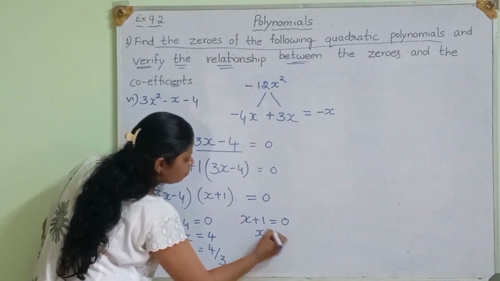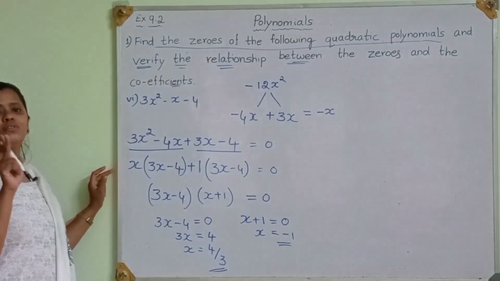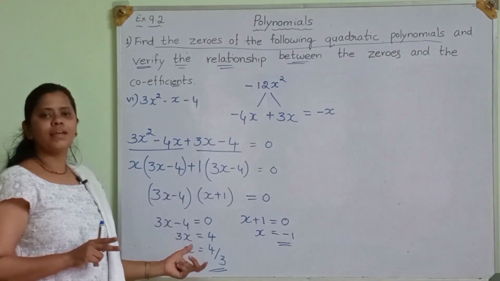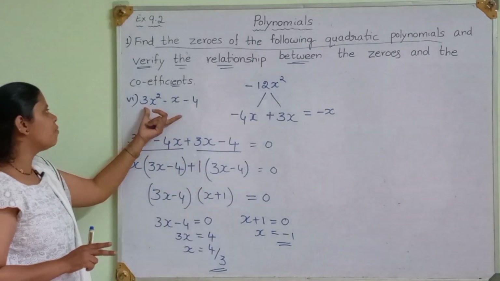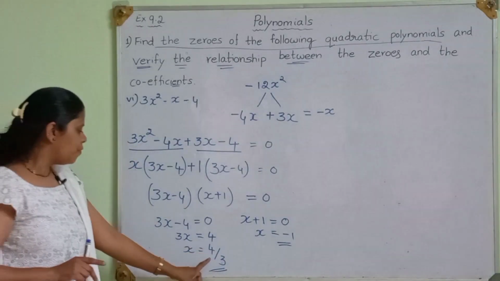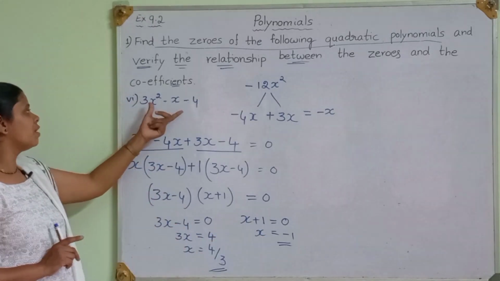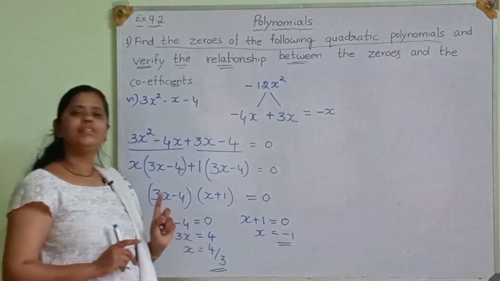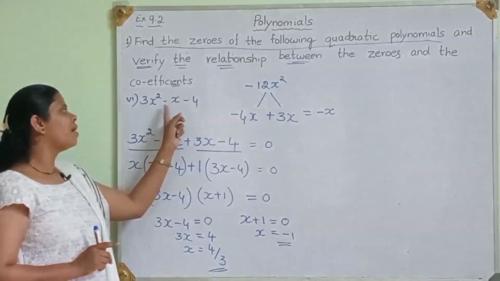X is equal to plus 1. When it crosses to this side, it becomes minus 1. We have got two values for x, that is 4 by 3 and minus 1. What are they? They are the zeros of the quadratic polynomial 3x square minus x minus 4, because when we substitute these values in this equation, the quadratic polynomial becomes 0.